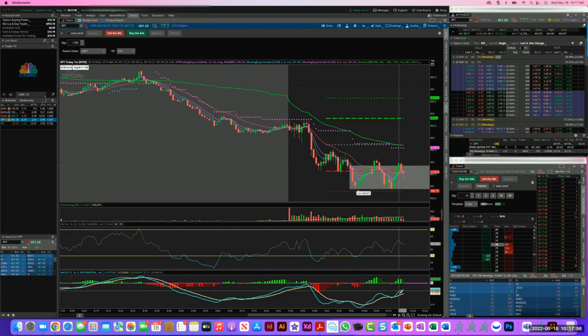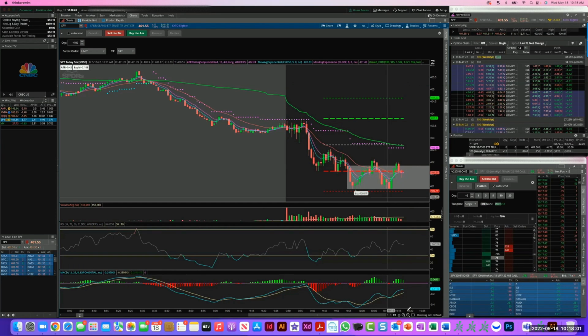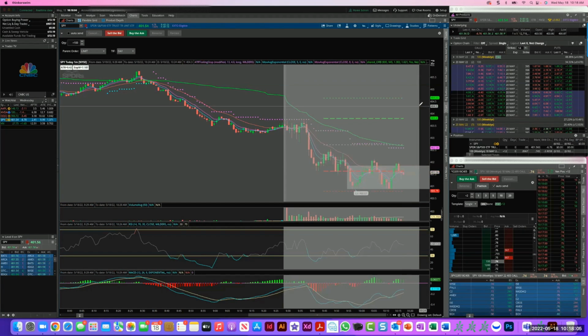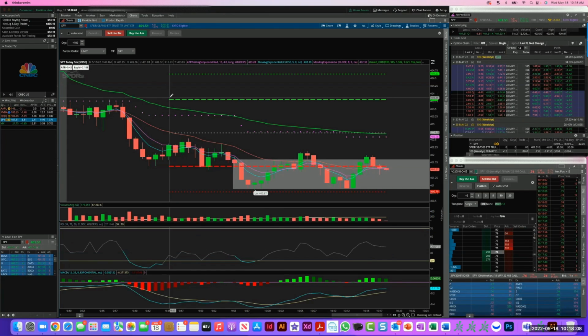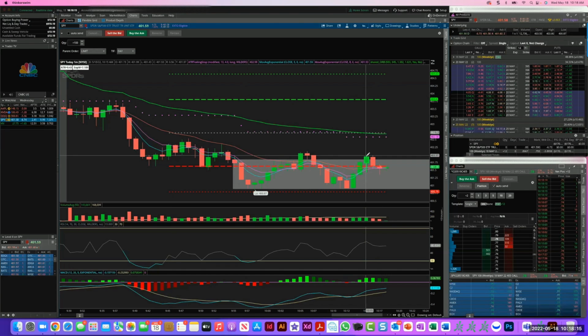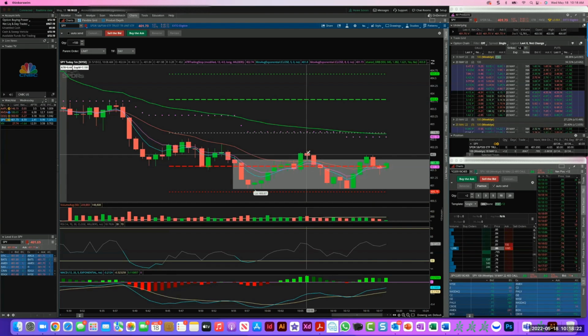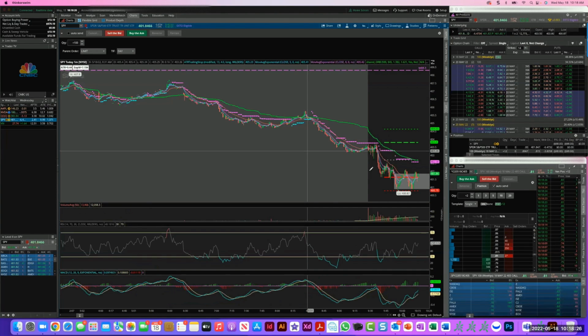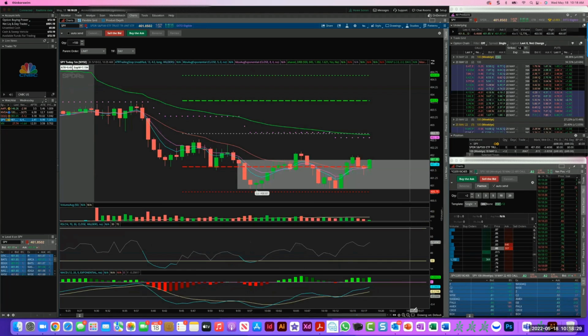So we're actually looking pretty good here on the MACD. It's just a lot of volatility. We did not make a new high, so that's a bit concerning. I want to see a new high here. I want to see the SPY get above like 402.12. I'm going to mark that 402.12.